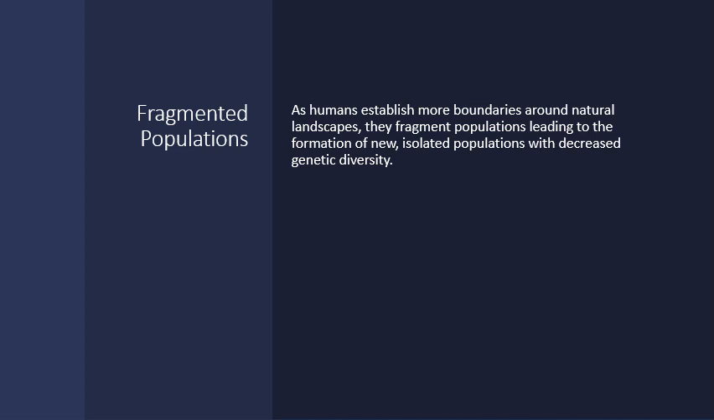Oftentimes, as we build, we fragment populations. We break them into smaller and smaller pieces. Fragmentation leads to less genetic diversity because now these organisms can't interbreed with a whole population. They're much smaller groups.